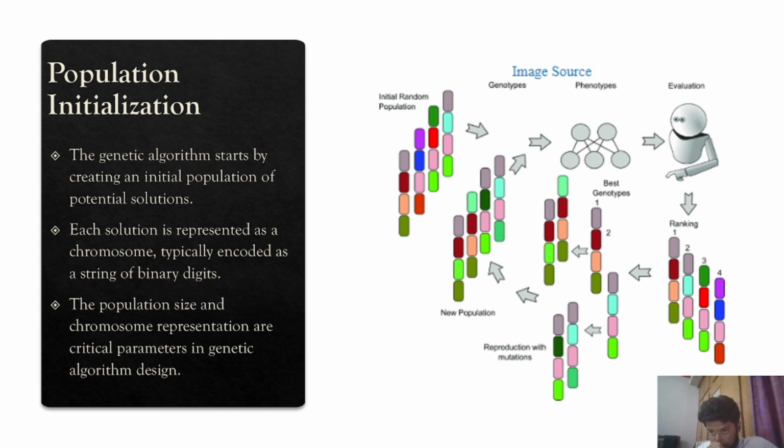So here we have a diagram that represents the string of binary digits, that is the initial population, and then we have genotypes, phenotypes, and evaluation. So basically, over all the iterations mutation occurs and then a new population is formed, and overall the best population set is evolved out of this.